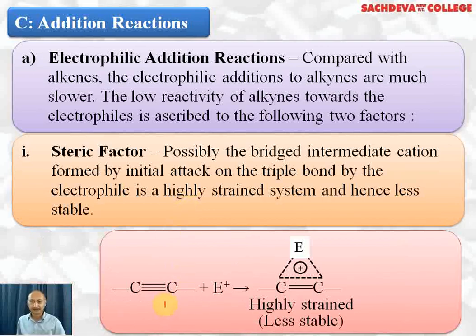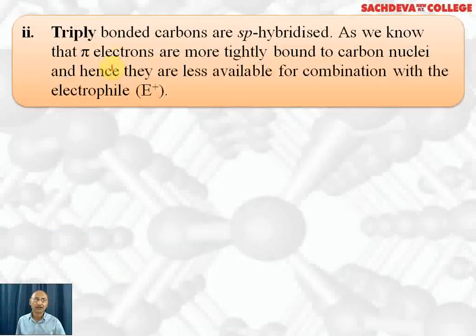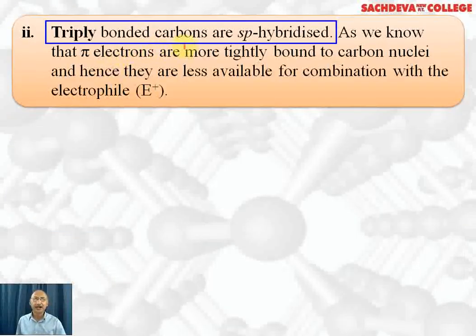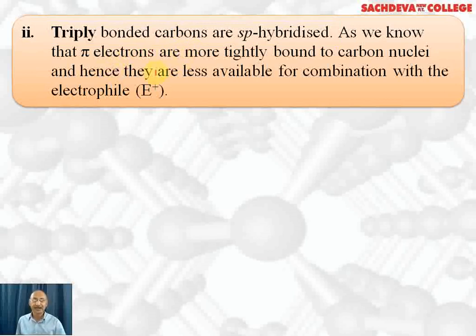This triple bond is highly strained and less stable. If an electrophile attacks, this intermediate will be formed, which is cyclic, strained and less stable. Because this formation is difficult, attack by an electrophile on the triple bond is difficult. Secondly, triply bonded carbons are sp hybridized, and as we know, pi electrons are more tightly bound to the carbon nuclei, hence they are less available for combination with the electrophile, which is E+.